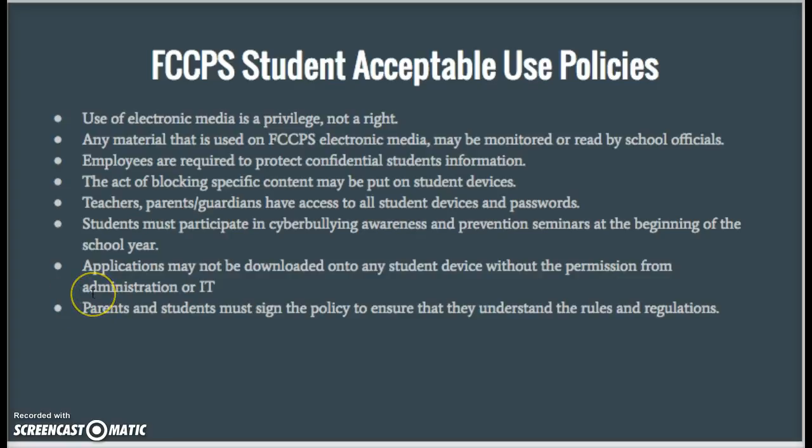Students must participate in cyberbullying awareness and prevention seminars at the beginning of the school year when they are handed their laptops. Applications may never be downloaded onto any student device without the permission from the administration or the IT department. Parents and students must sign the policy to ensure that they understand the rules and regulations regarding the district.